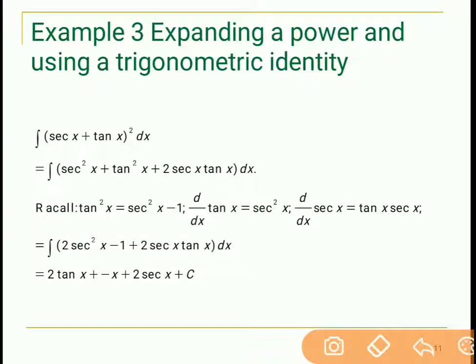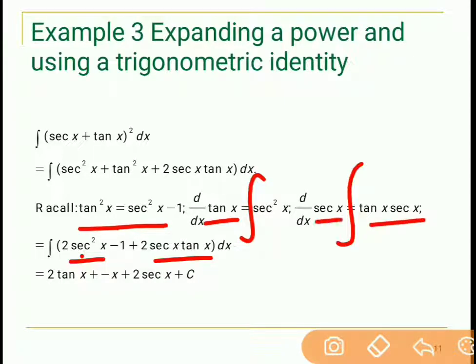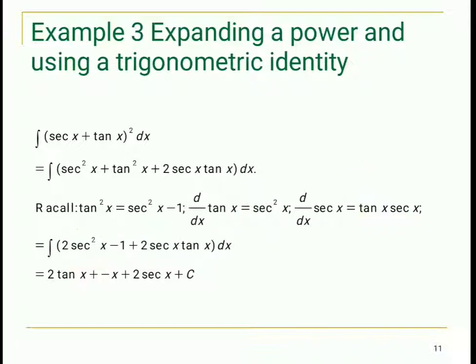So what we have done is, we have used the trigonometric identity 10 square x is equal to sec square x minus 1, and once we get the form as integration of sec square x and integration of sec x into 10x, the formula for integration of sec square x is directly known, that is 10x, and the formula for the integration of sec x into 10x is equal to sec x. So using the standard formula, we have reduced this integration and it is converted into 2 10x minus x plus 2 sec x.